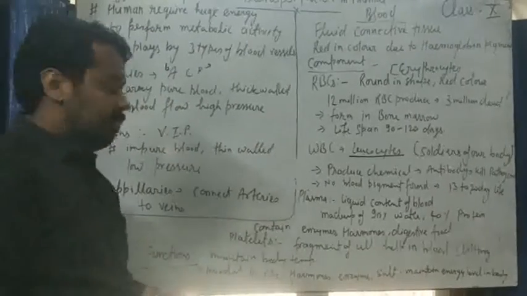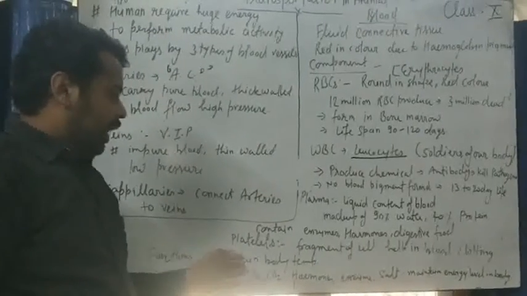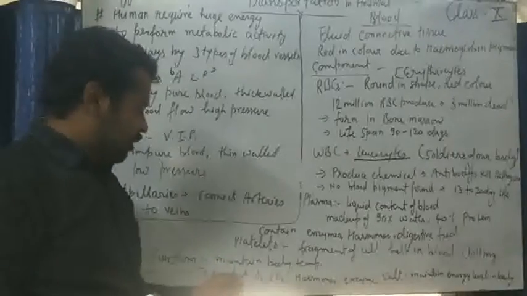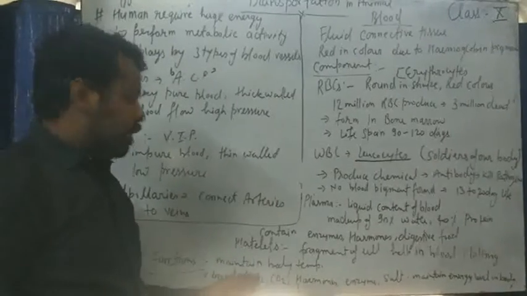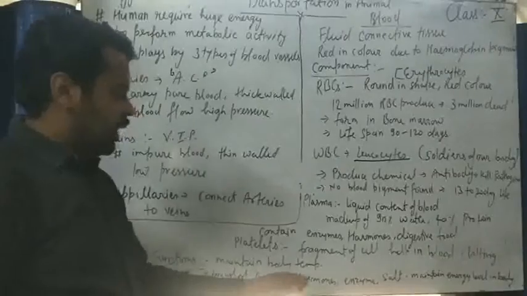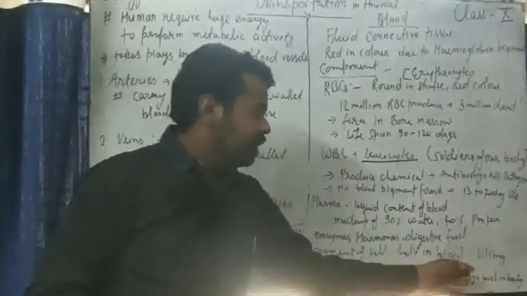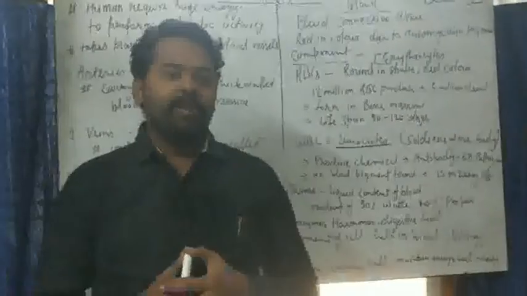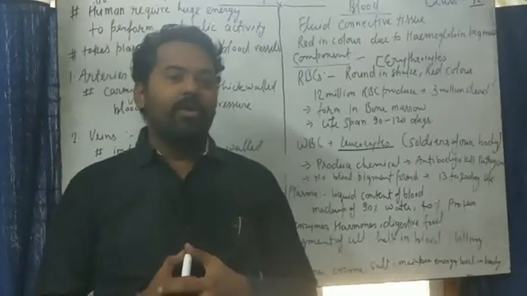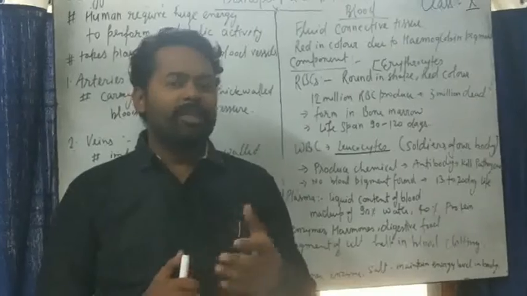Next is functions of blood. Blood helps to maintain body temperature, helps in transportation of oxygen, carbon dioxide, hormones, enzymes, salt, and also maintains energy level in our body. In my next video, you will learn about human heart and lymphatic system, which is an important topic of class 10.